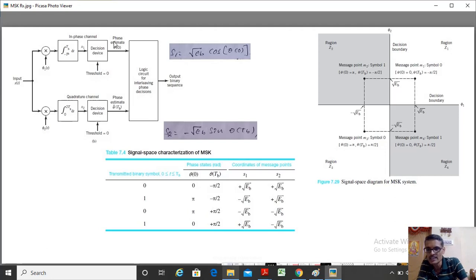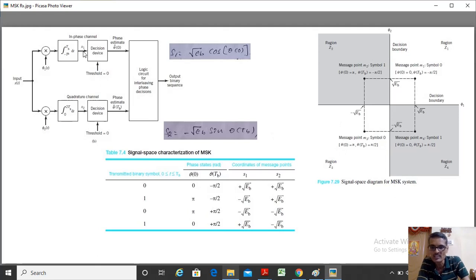Now that x1 and x2 I'll get, if it is above the threshold value of 0, I'll get the output, a plus or minus decision. That's what I'll get over here. But what is written over in this case is phase estimation of theta of 0 and phase estimation of theta of Tb. So how to make that phase estimation? To understand that, you have to look at the signal space diagram.